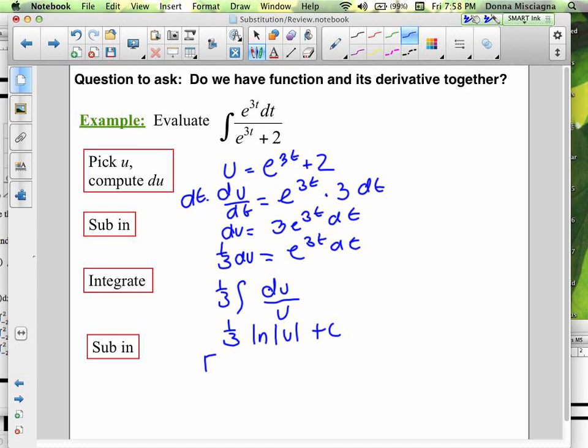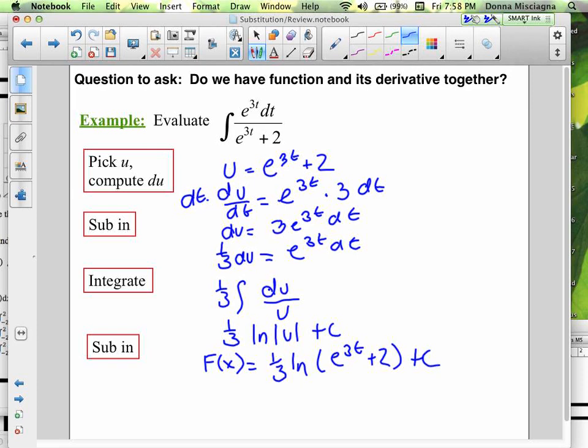So f of x equals, I'm going to make sure it's a function, because it is. 1/3 natural log. Since e to the 3t plus 2 is always positive, I can really drop those absolute value bars and just use parentheses and then include your plus c.